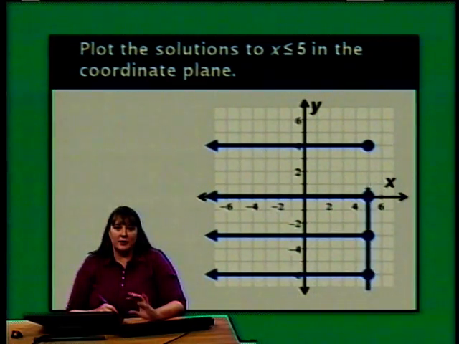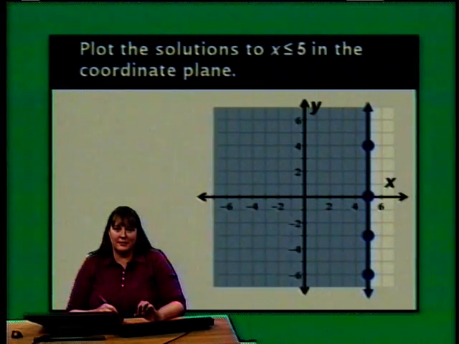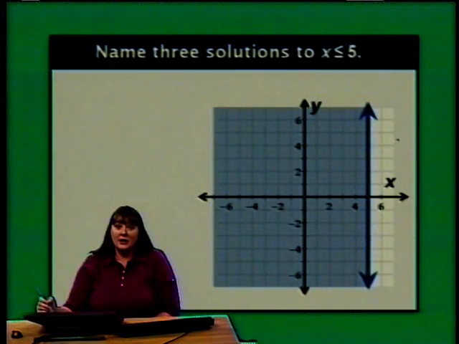So if we start with a vertical line through the point (5, 0) on the x-axis, we've got all of the points in the coordinate plane where x is equal to 5. And as we've seen, shading to the left of this gives us points where x is less than 5. So let's just shade everything to the left of the vertical line. This gives us all of our solutions to x is less than or equal to 5, an infinite number of points or ordered pairs. So let's think about three particular solutions to x is less than or equal to 5.